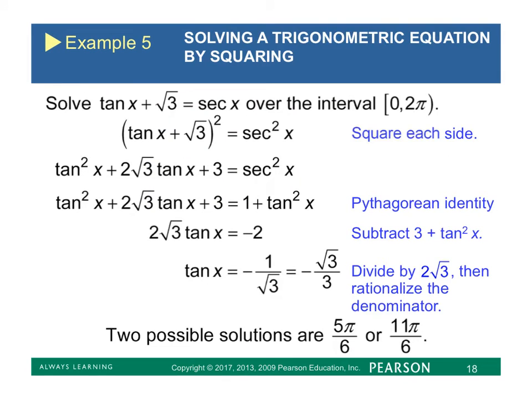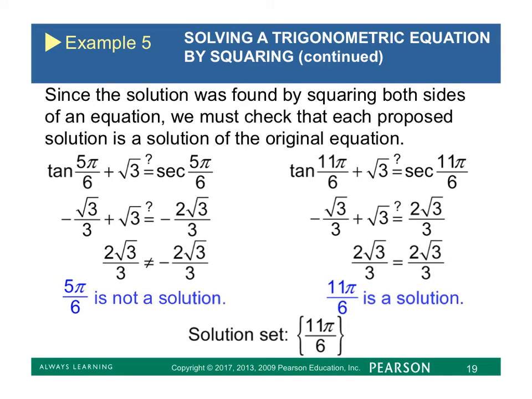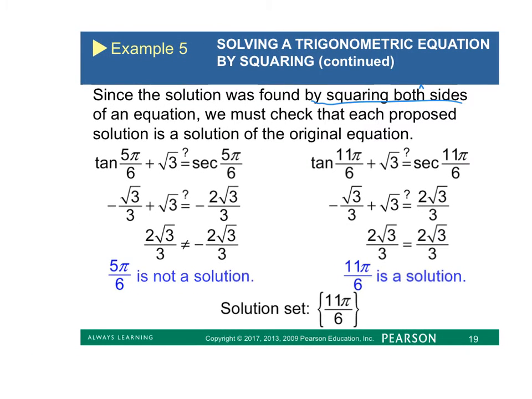Let's see. 2 possible solutions. Yay! Since we found it by squaring both sides, we must check each. 5 pi over 6 is not a solution. His is a little different method that he used. Yeah. Oh, yeah, that's a question. I was wondering, what was this? It's just a question mark. So he crossed that out, and there it is. Yay! I feel so happy.